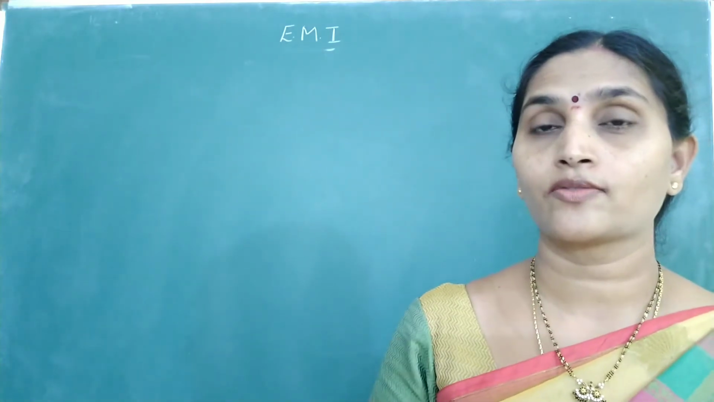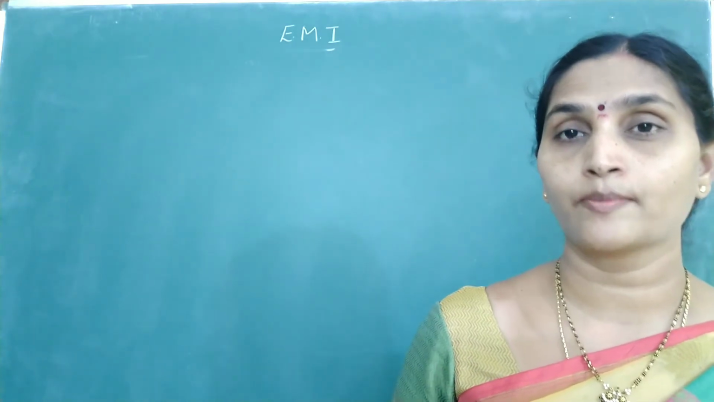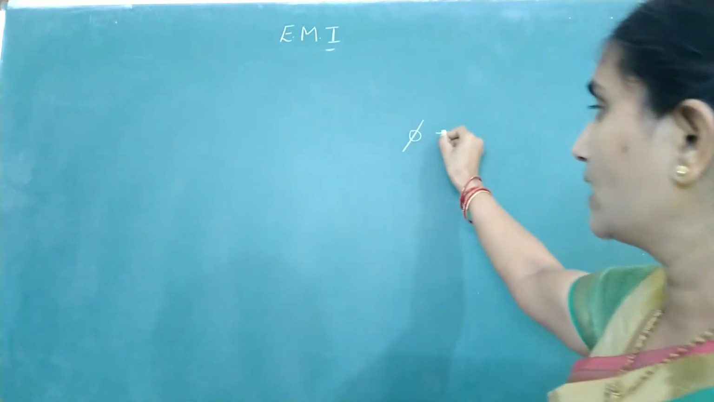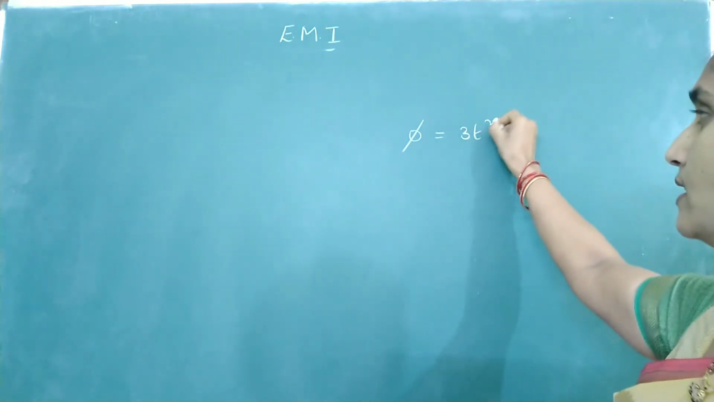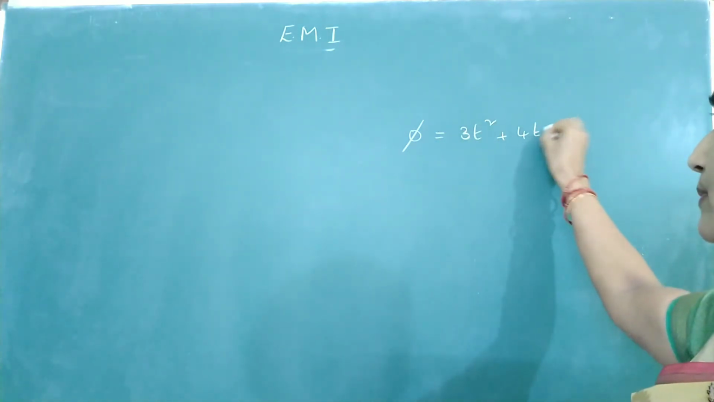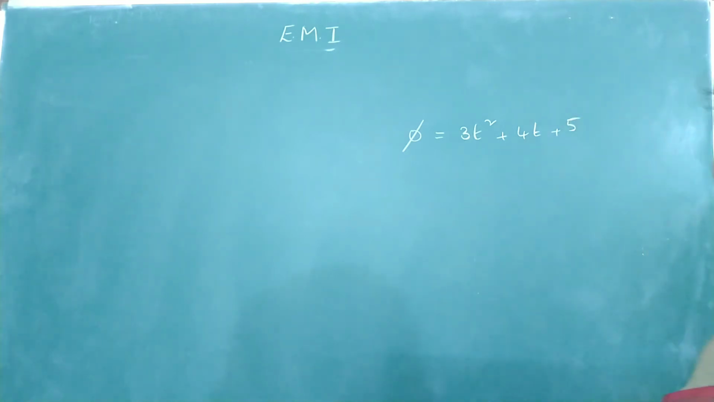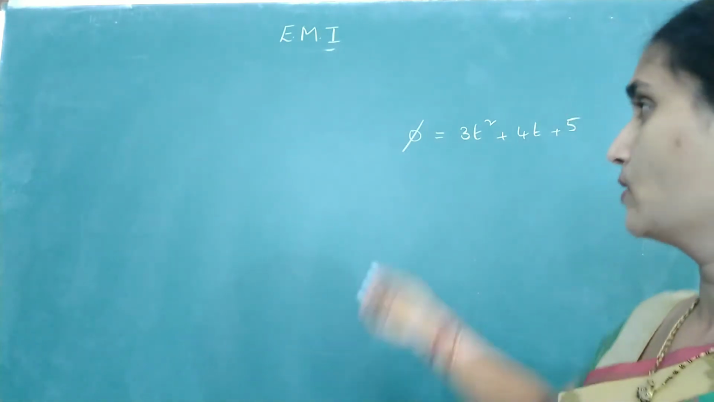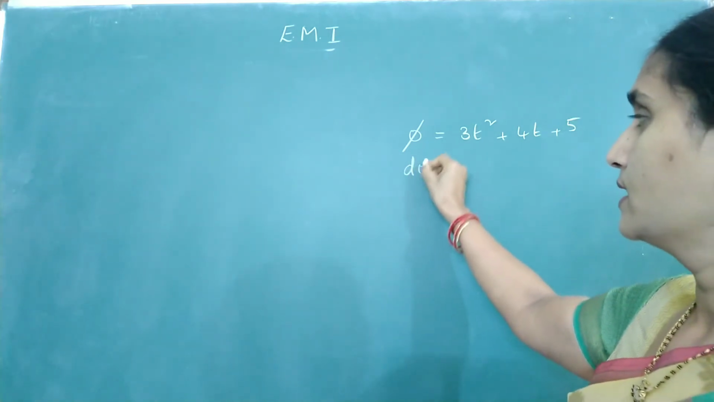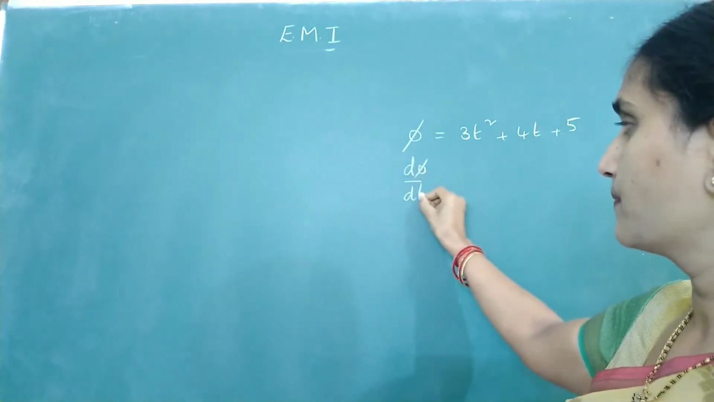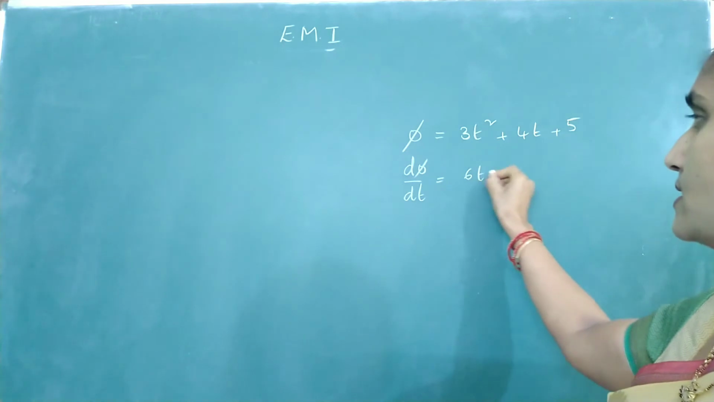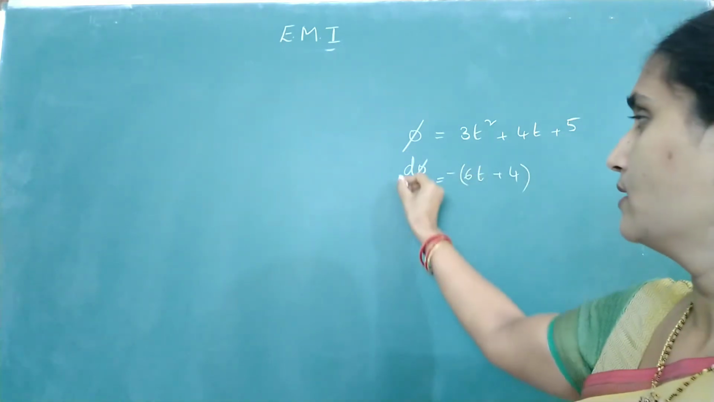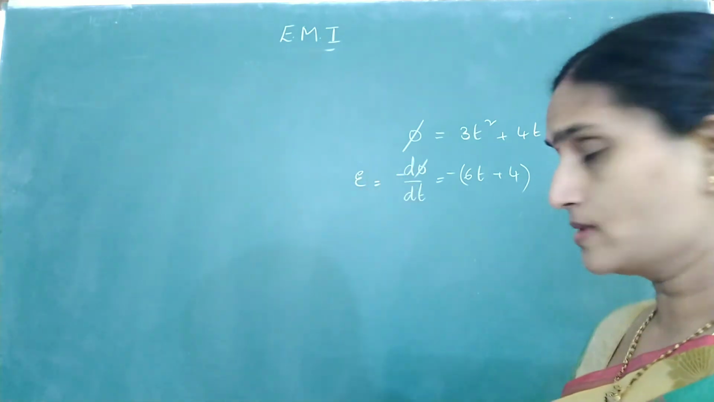Based on calculation of EMF, sometimes they may give you a very simple question like a flux varying with time equation. Say flux varies according to the equation 3t² + 4t Webers + 5. Some equation will be given and you will be asked to find out the induced EMF. Okay, how to get the induced EMF? dφ/dt, differentiated: 6t + 4 with a minus sign, will give you the induced EMF.